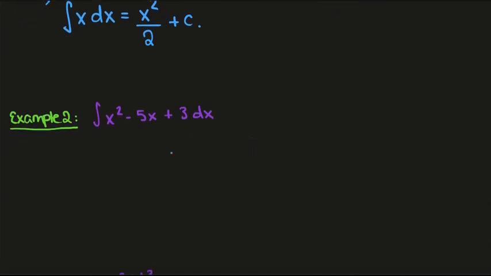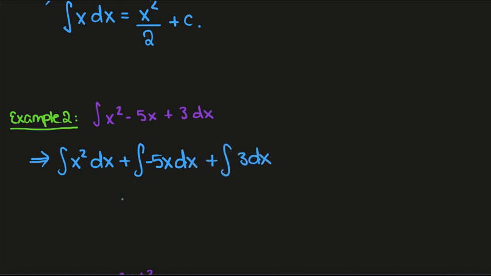Okay, let's look at a more complicated example. So here we have x squared minus 5x plus 3. So one of the properties of the integral is that we can break it up into each of its additive components. So the integral of x squared dx. And so we apply the rule again. So n is equal to 2 in this case.